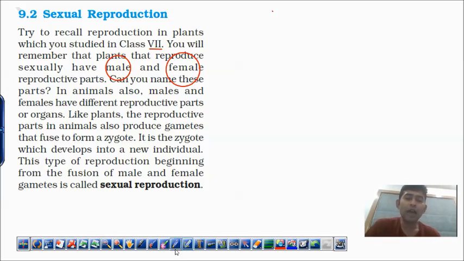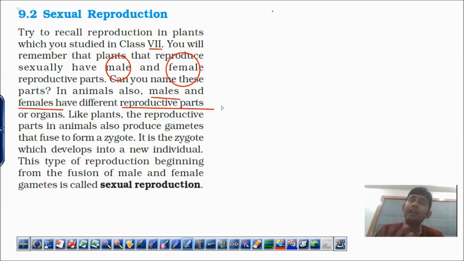So animals also have the concept of male and female. Males are different from females, and the main difference is not in their body structure, it is in their reproductive parts. So 99% of the parts of male and female are same in every species: zebra, giraffe, lion, tiger, or human being. Male-female differences are only in reproductive organs. So let us study the reproductive organs of male and female.